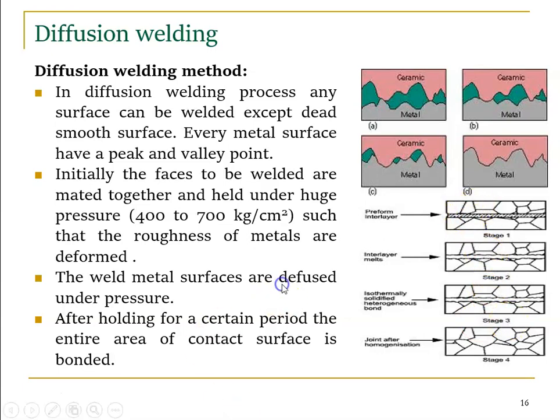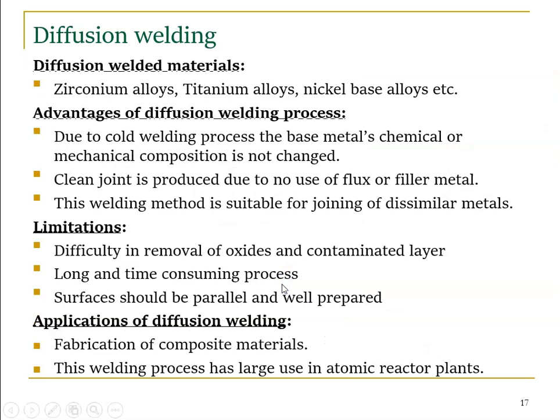Generally the materials are zirconium alloys, titanium alloys, nickel based alloys. These are the metal alloys we can use for diffusion welding. Advantages are, due to the cold welding process, the base metal's chemical or mechanical composition is not changed. A clean joint is produced due to no use of flux. This welding method is suitable for joining dissimilar metals.